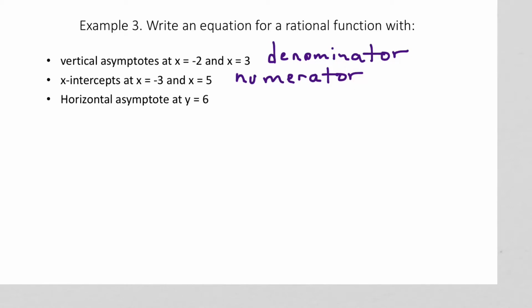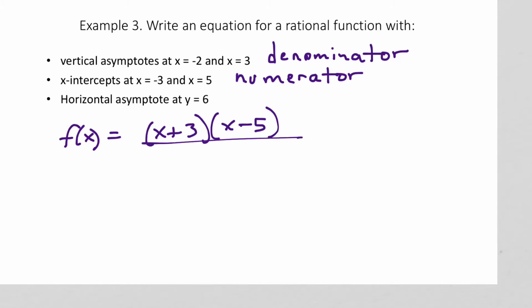So let's go ahead and write the factors for the numerator using the x-intercepts. We're going to have f of x is equal to x opposite sign 3, x opposite sign 5, and then in the denominator, the vertical asymptotes are giving us the factors, so we'll have x opposite sign negative 2, x opposite sign 3. All right? And then we have one more piece of information which will help us to pin down what's going on out front, what factor we have out here.